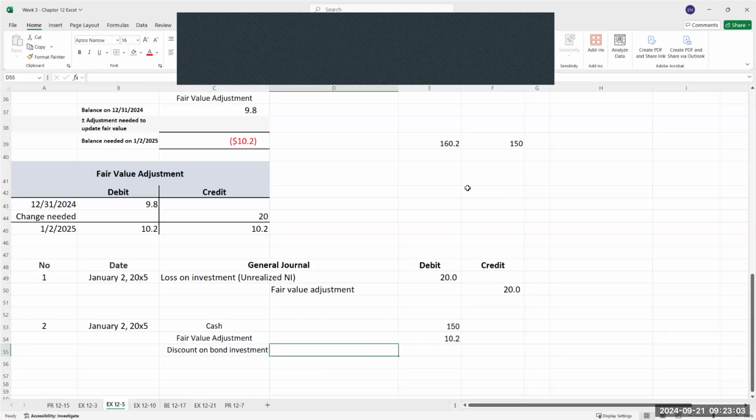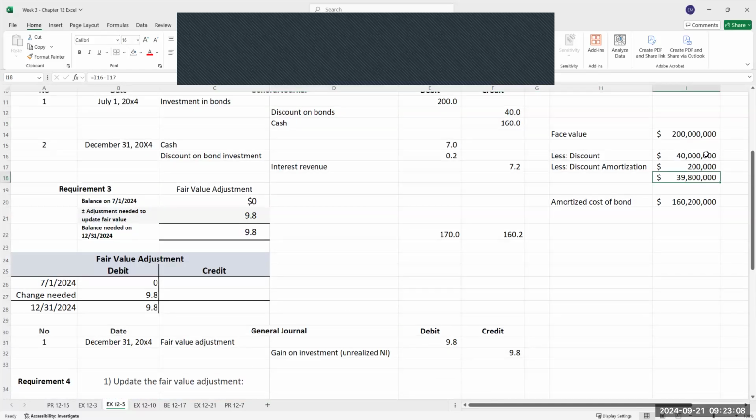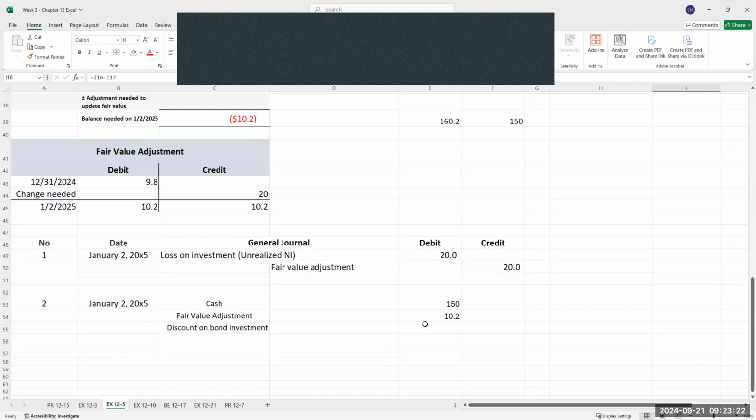So the discount on bond investment, as we calculated previously, was 39,800. The original discount on bonds was 40 million, as we see here. And then we amortized 200,000. So the balance in our discount on bonds was 39,800,000. So we also need to zero that out because we sold it. We no longer have these bonds on our books. So 150 million plus the fair value adjustment plus the discount on bonds gives us a total of 200,000.